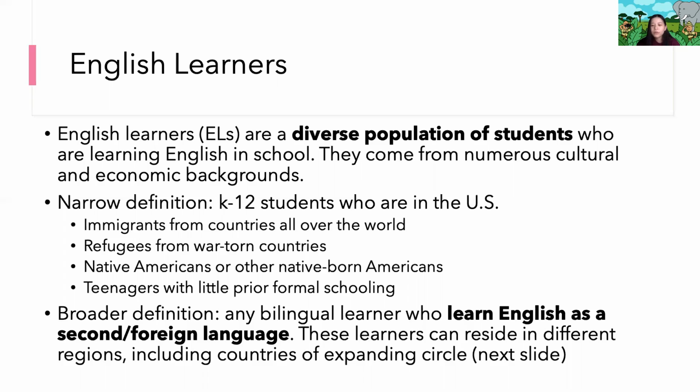If we look at English learners through a broader view, we will find that English learners can be across the world. So a broader definition of English learners would be any bilingual learner who learns English as a second or foreign language. These learners can reside in different regions, including countries of expanding circles. I will elaborate the idea of expanding circle in the next slide.